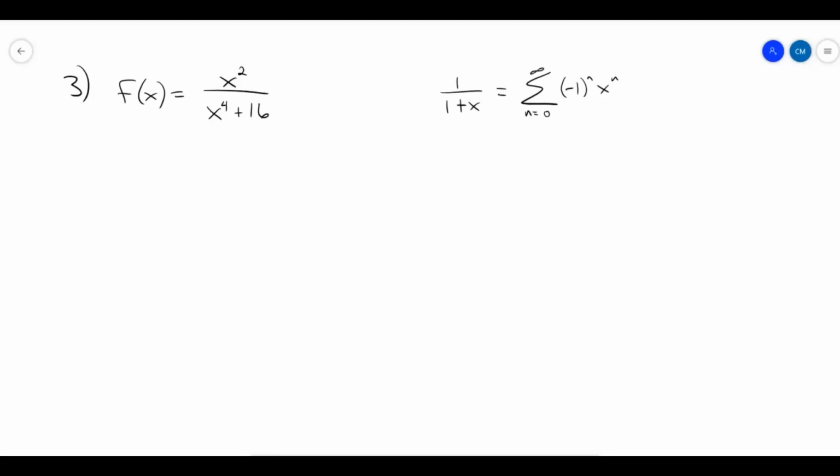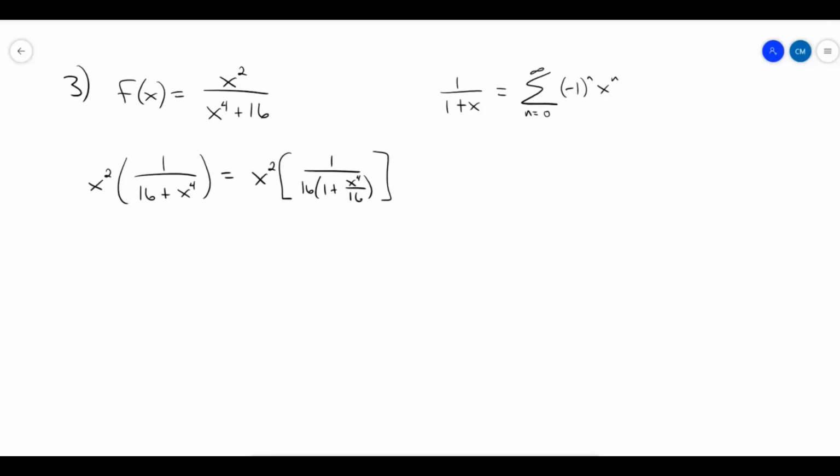The way we deal with that is we just write it off to the side. So we get x squared times this. Okay, and then we need to take care of that 16 right there. Remember that we need that to be a 1. So we make that happen by factoring out that 16. So we'll take the 16 out of the denominator, leaving us with 1 plus x to the 4th over 16.